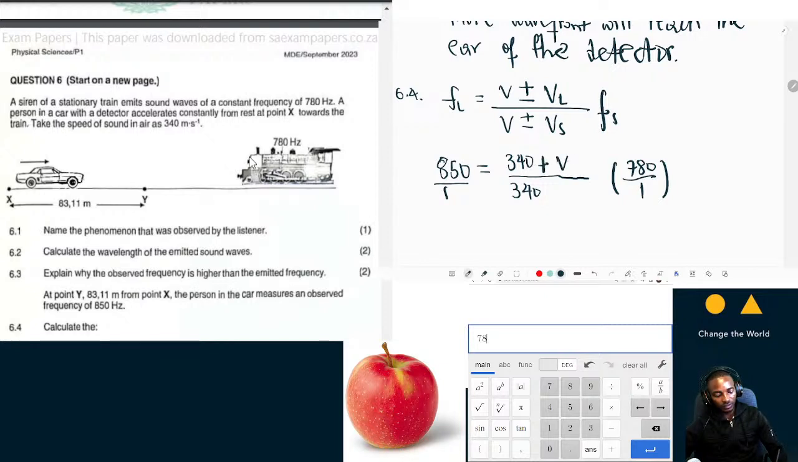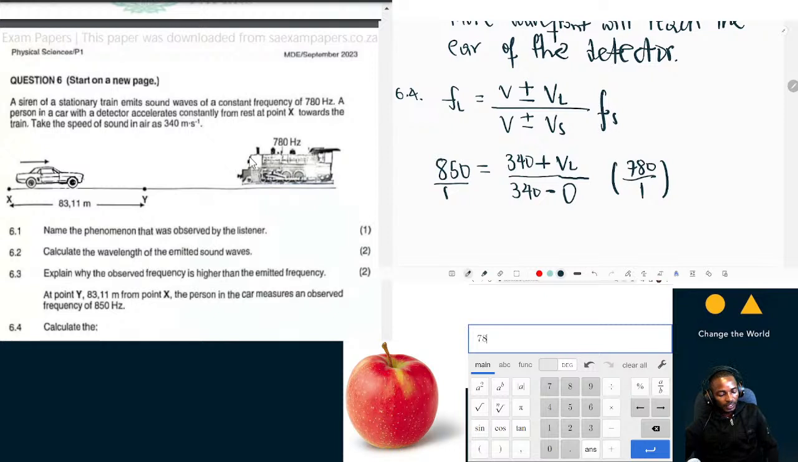So we must add in the numerator. So we're going to have VL. Then if the numerator is increasing, automatically we're subtracting in the denominator. So if, for instance, here we had maybe 650, 650 is less than 780, then we're going to subtract here and add here. Now that we're having a number which is greater than the frequency of the source, we're going to add here. Then we're going to subtract here.